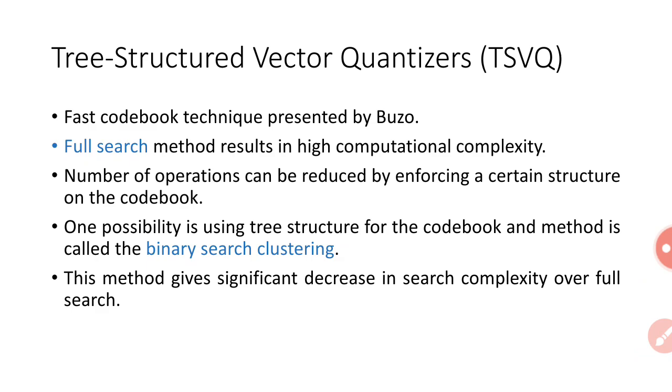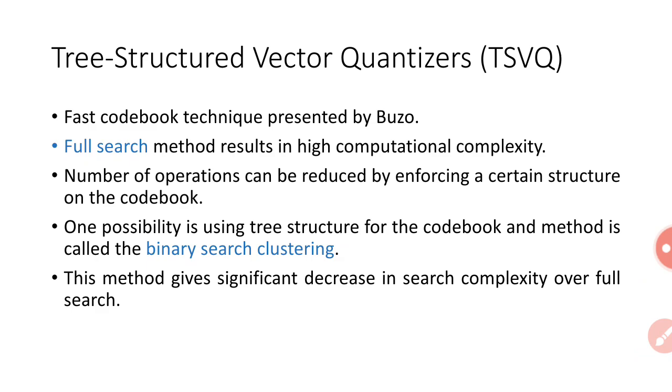This tree-structured vector quantizer technique is another fast codebook design technique presented by Buzo. In designing a codebook with the LBG or k-means algorithm, we have assumed that for each training vector, we are testing the minimum distortion condition with each code vector. This method is called full search. This full search algorithm has high computational complexity. Why? Because you are computing distortion between each training vector and each code vector.